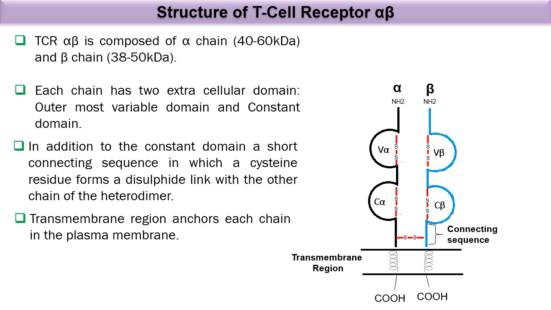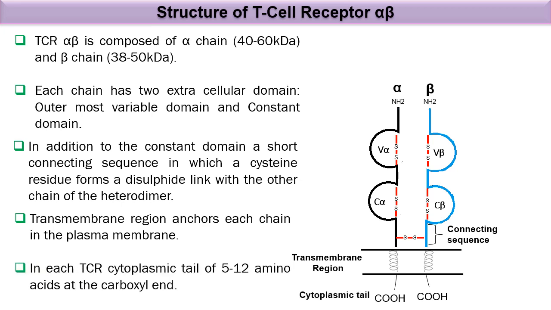Transmembrane region anchors each chain in the plasma membrane. Each T-cell receptor has a cytoplasmic tail of about 5 to 12 amino acids at the carboxyl end. The variable domains of both chains together form the antigen binding site, because the job of the T-cell receptor is to recognize an antigen when presented by MHC molecule, and alpha and beta chains do this job.